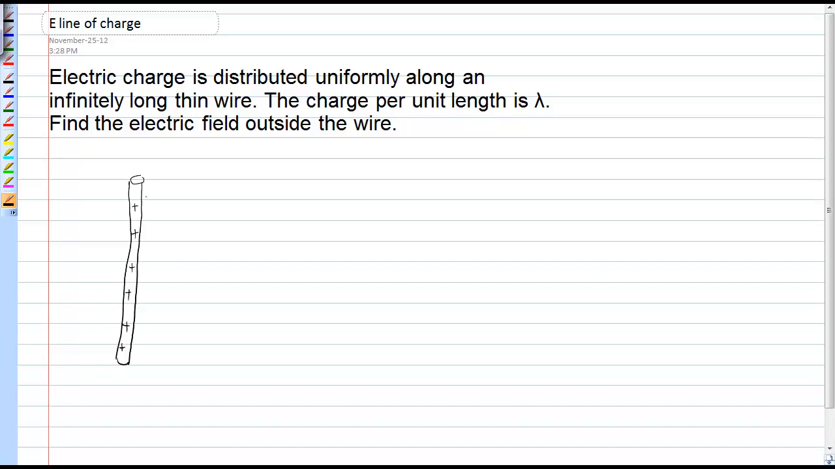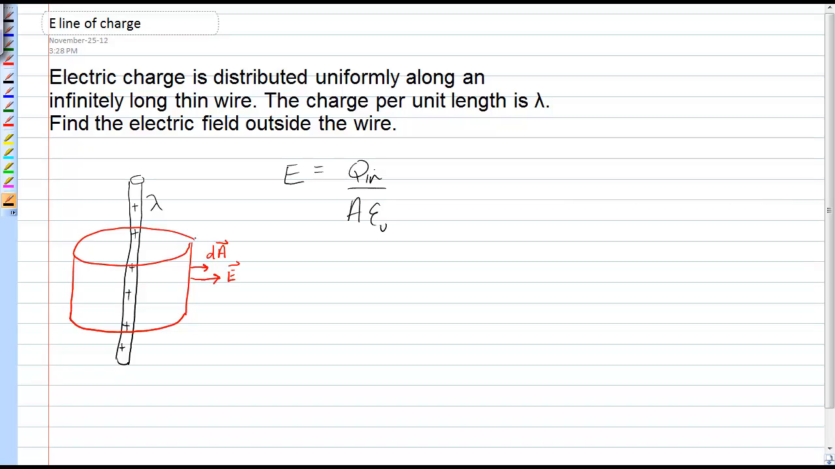So for this infinitely long wire of linear charge density lambda, we want the field outside, say here. So for long, skinny charge distributions, we draw our Gaussian surface as a cylinder. And the reason for that choice is because the electric field lines point radially out from the wire, and the area vector of that Gaussian surface is parallel to E, and that allows us to apply Gauss's law in our working form. So Gauss's law says that E is equal to Q_in over A epsilon naught.